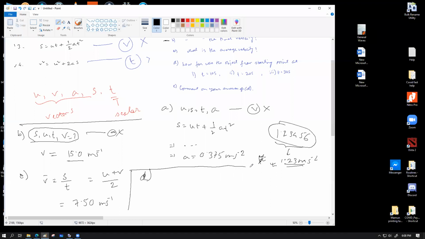15.0 is not mandatory. I'm trying to give all my answers in 3SF. That's why I'm bringing up these extra zeros, just to make it 3SF. I'm giving this extra zero.